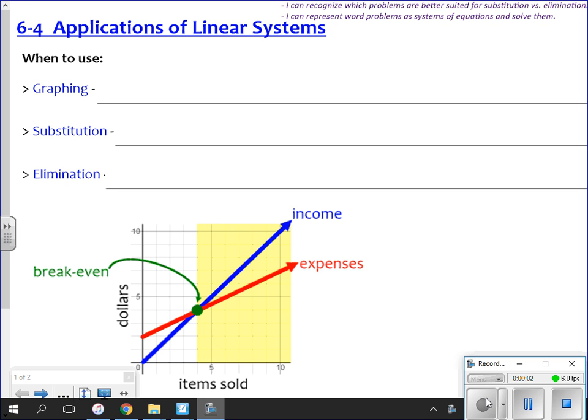Okay, today is word problems. However, it also includes when to use systems of equations. So, when do I solve by graphing?